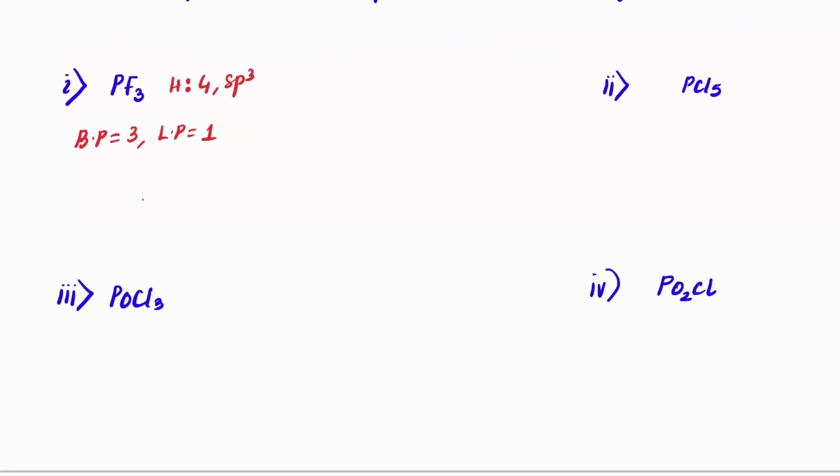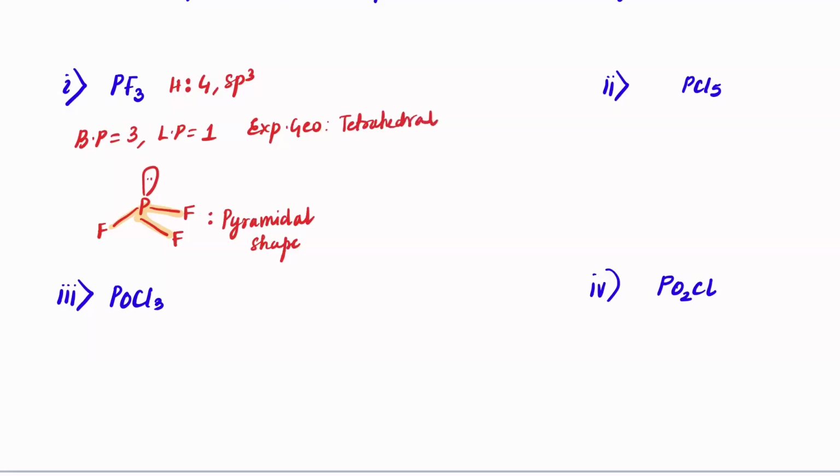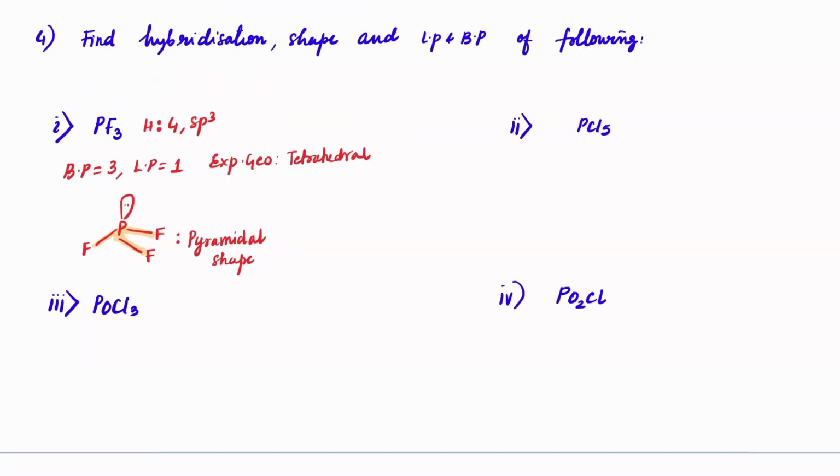So which means if I keep phosphorus, I'll make 1 lone pair and 3 bonded pairs like this. Correct? And so now the shape, because you are keeping it like this, appears like a pyramid. So it is pyramidal shape. The expected geometry is tetrahedral, but the shape is pyramidal because of the lone pair.